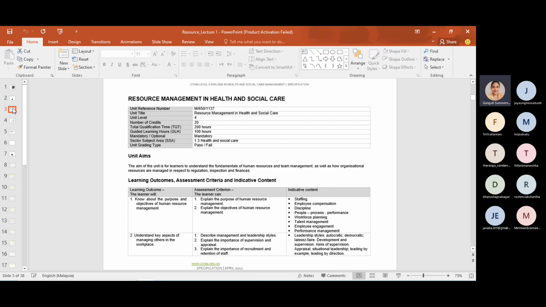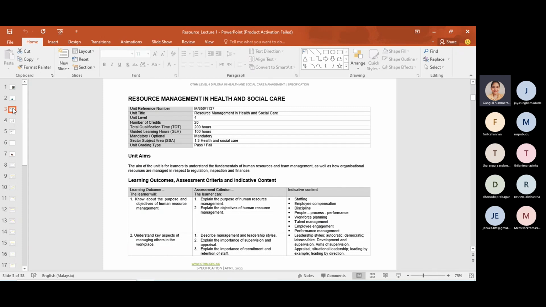Okay, so guys, before learning about the purpose and the objectives of human resource management, you should learn what human resource management is, right? I mean, there is no point of learning about the purpose and objectives without knowing what human resource management is in the first place. So today's lecture is based on human resource management.